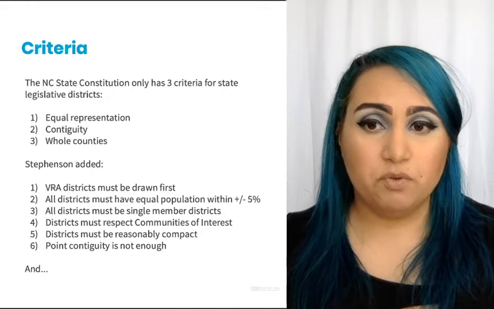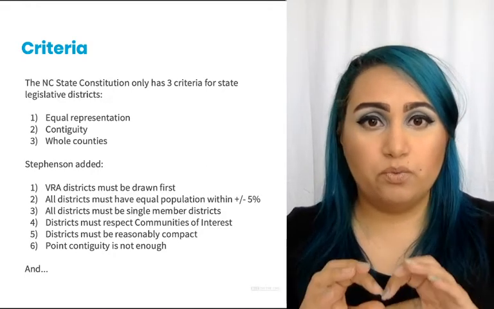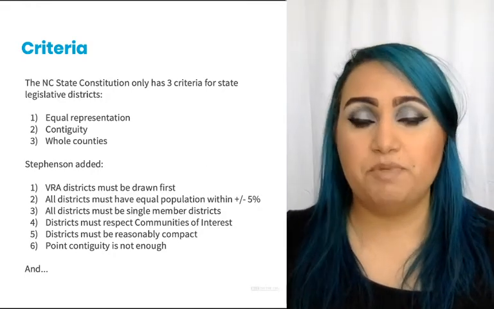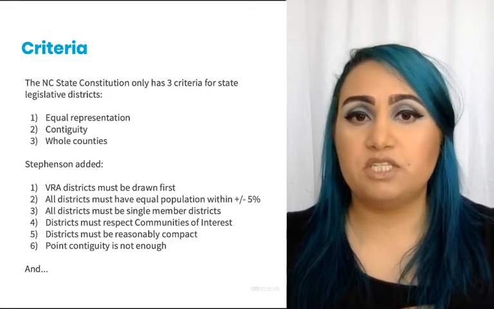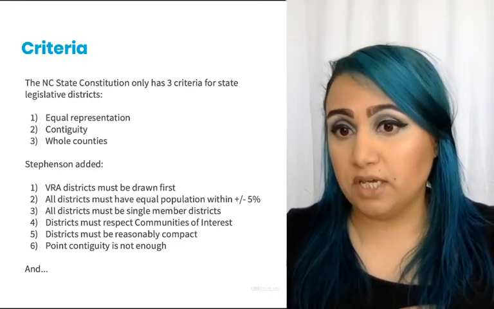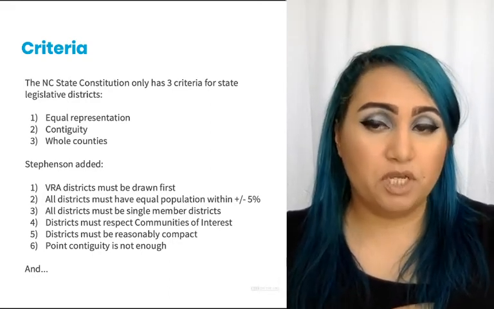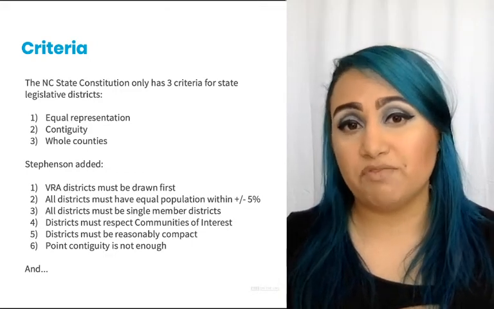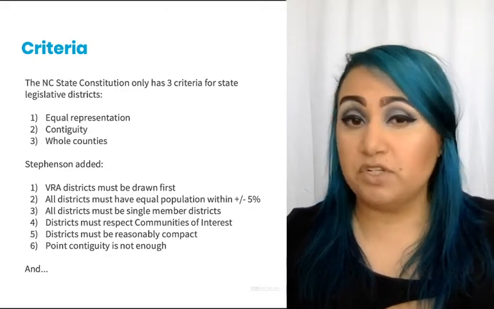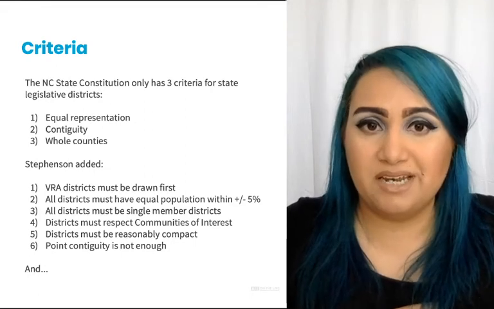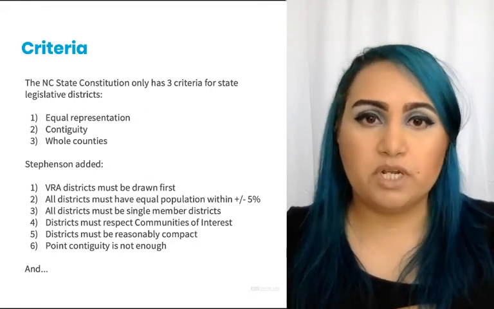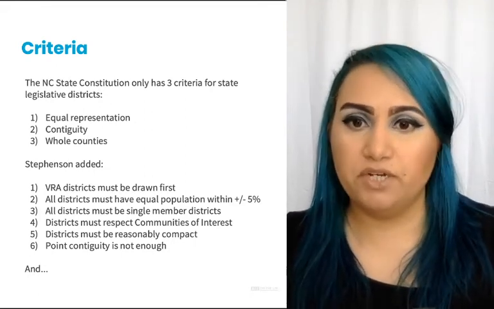The districts have to be reasonably compact. So, these long, strung out, strange-shaped districts, the Stephenson court didn't like stuff like that. It said that they have to be reasonably compact. Again, it did not give a specific number or a way of determining if a district was compact enough, but it did put compactness in there as a criteria.